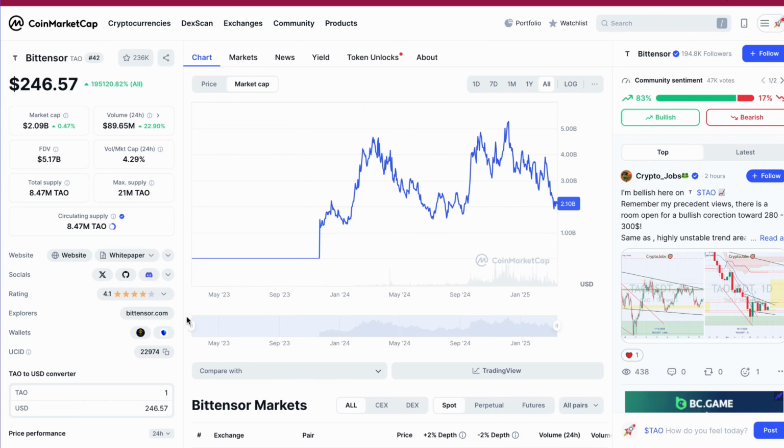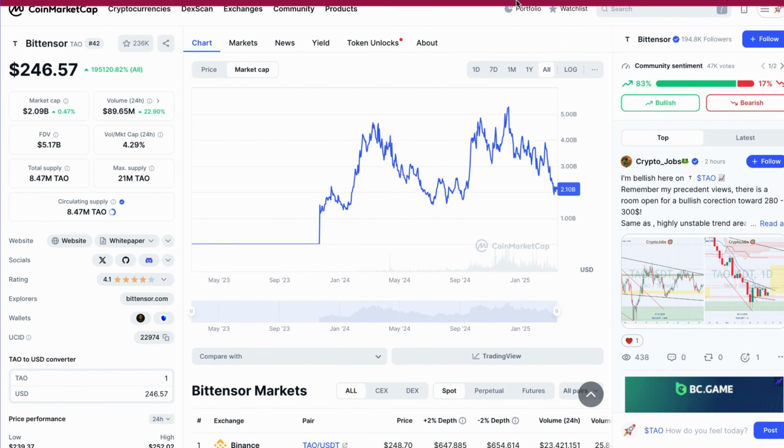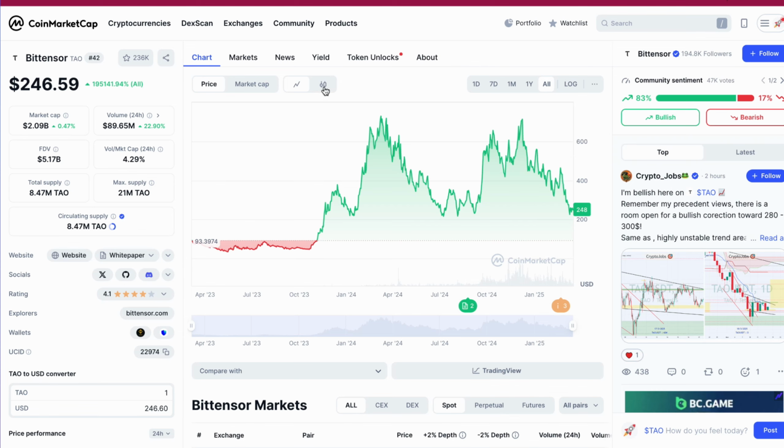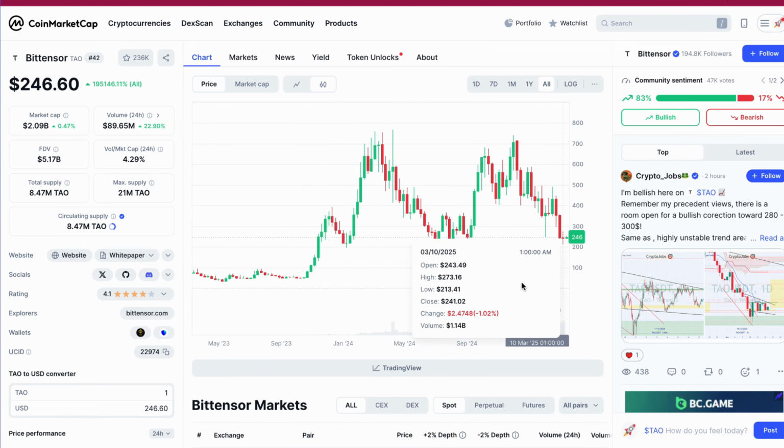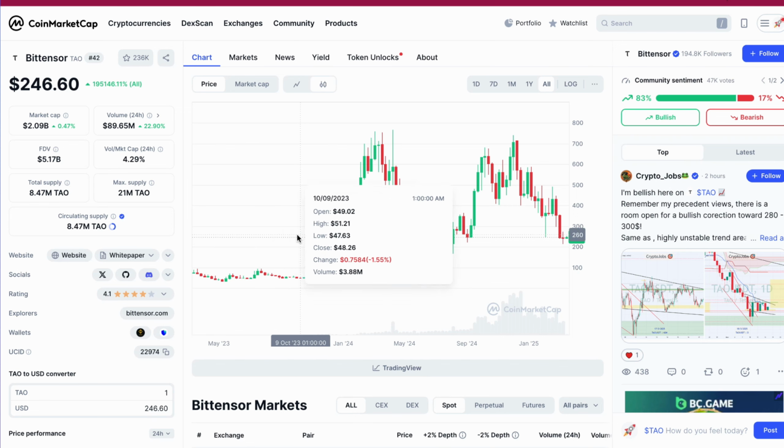All right, so next thing I look out for is the chart. The chart is very, very important to me, so I'm going to click on price. I'll change this to candlestick and put it on all. So once you do that, you can see right here that this token is actually sitting at the support.